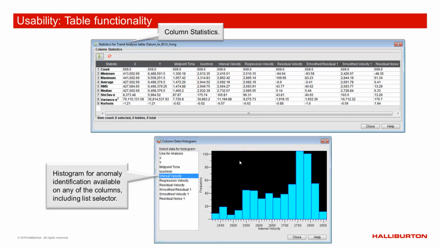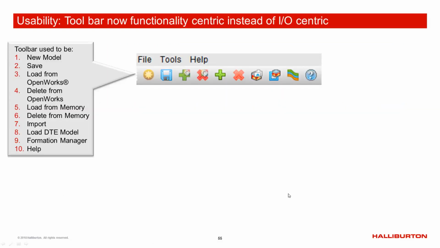Okay, column statistics we've talked about, and using standard histograms. So the main thing with the histograms we added is this selector. This used to be a drop-down. Now you can just quickly go through and look for anomalies via a histogram of any of the column data that you're analyzing, like through zone analysis or something.